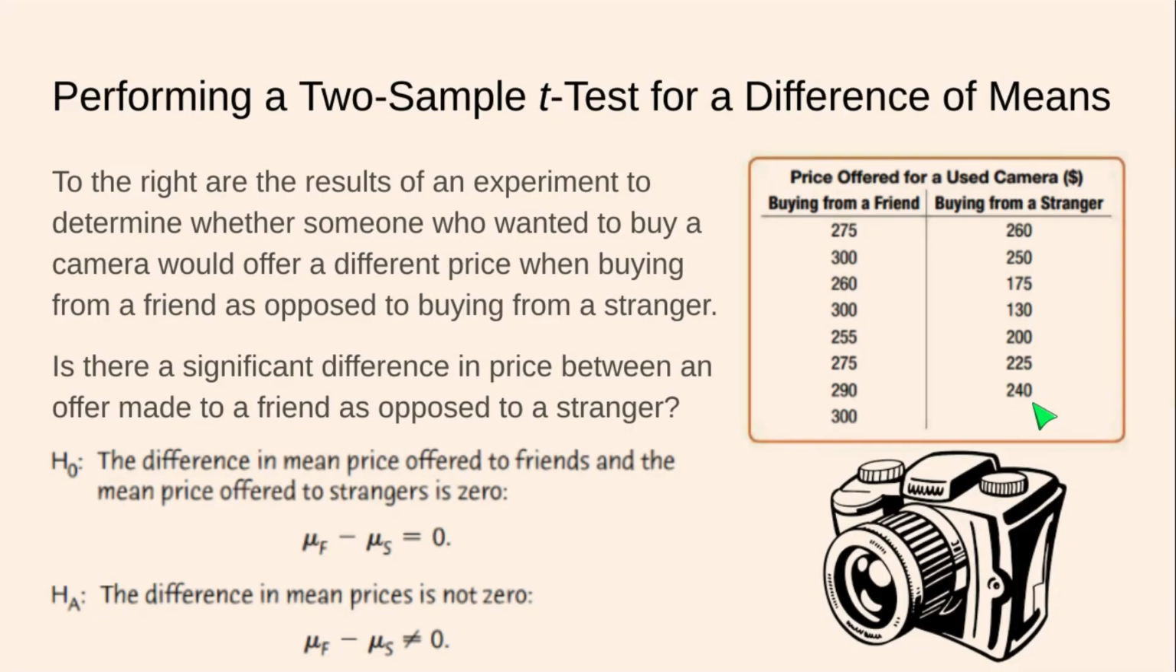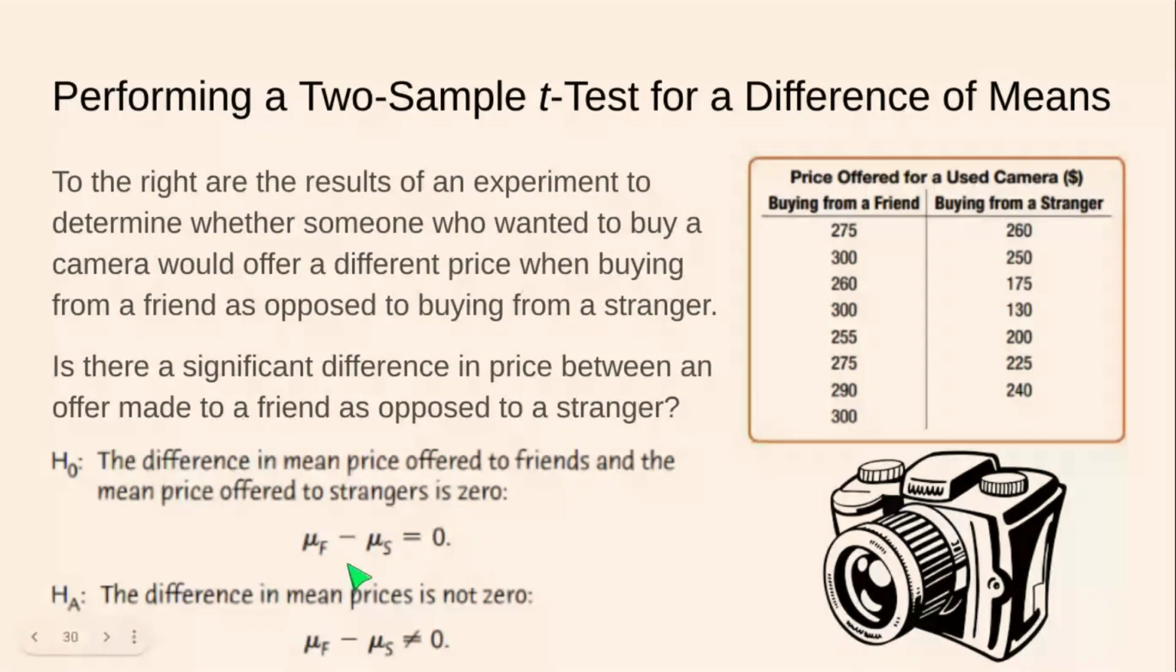So, is there a significant difference between price offer made to a friend as opposed to a stranger? Let's get to it. Here's how the book lays out the hypotheses. The difference in mean price offered to friends and the mean price offered to strangers is 0 is the null hypothesis. So the difference of mu sub f, that's the mean price offered to friends, and mu sub s, the mean price offered to strangers, is 0.